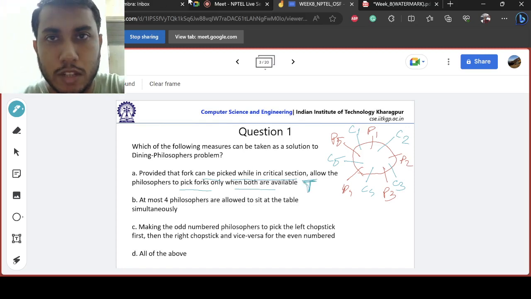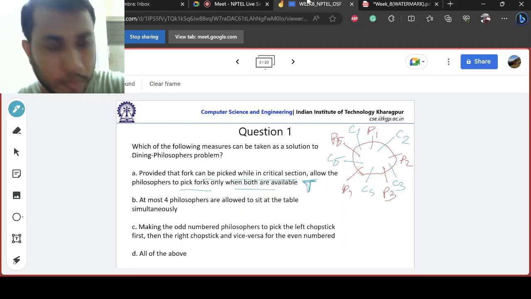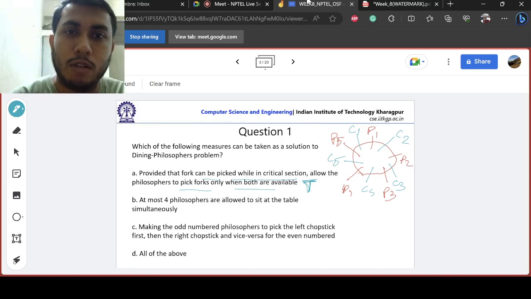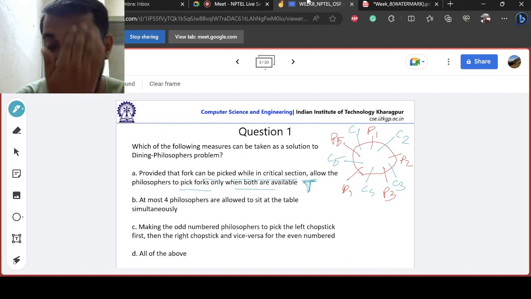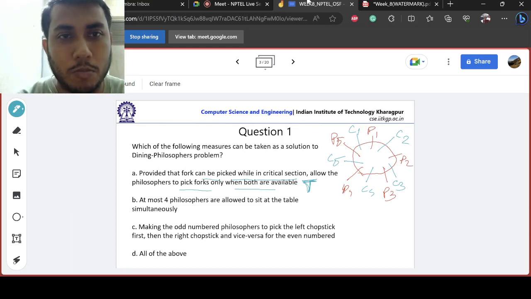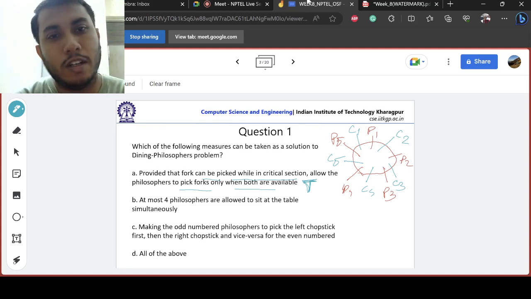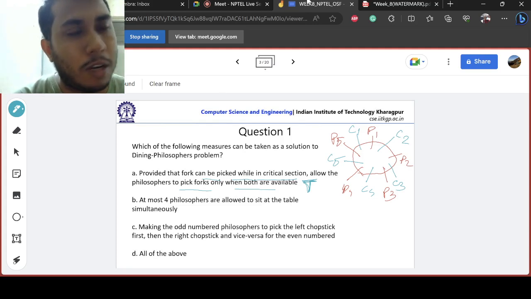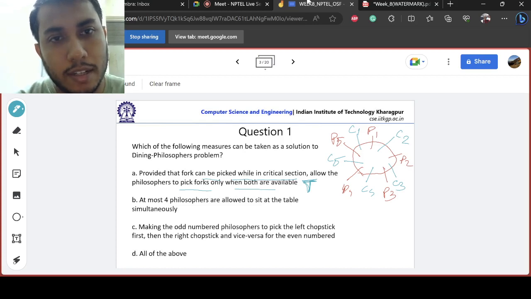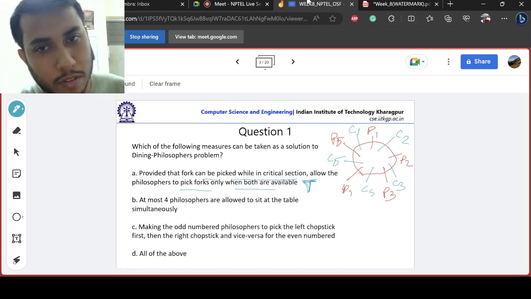At most 4 philosophers are allowed to sit at the table simultaneously. Yes, that is also true. Only if 4 philosophers are allowed to sit does the solution become feasible, because you will have 5 chopsticks and 4 philosophers. At the same time, 2 chopsticks will always be free for one of the persons, so one will complete, and then the other will pick up. So this one is also true.